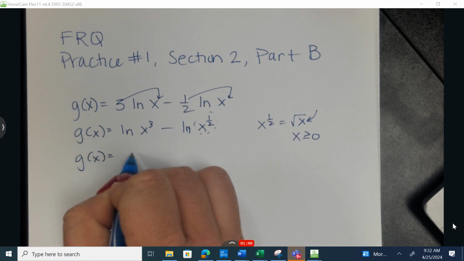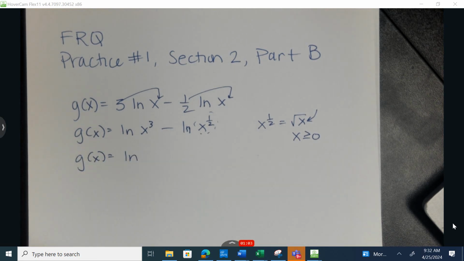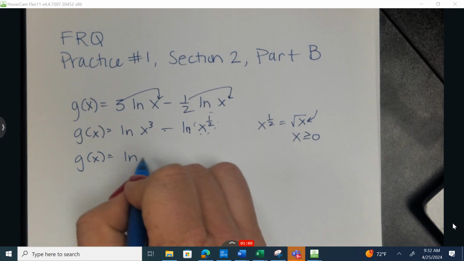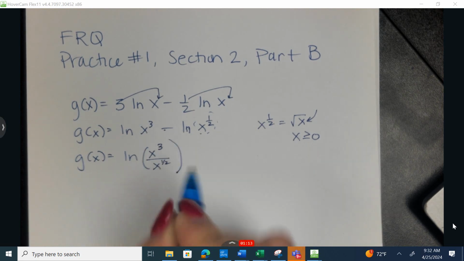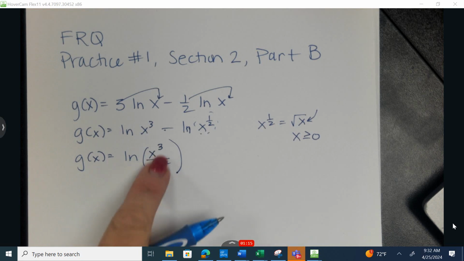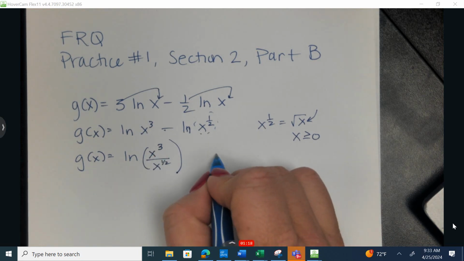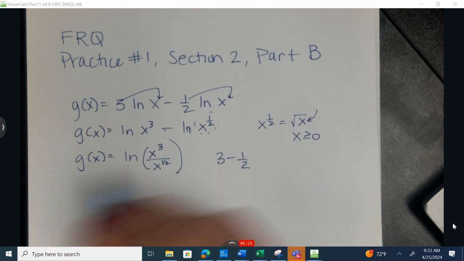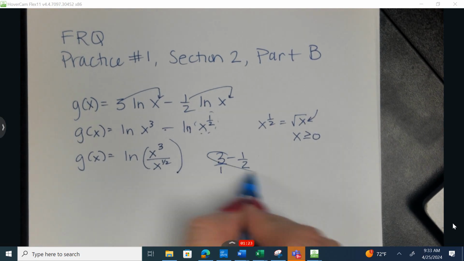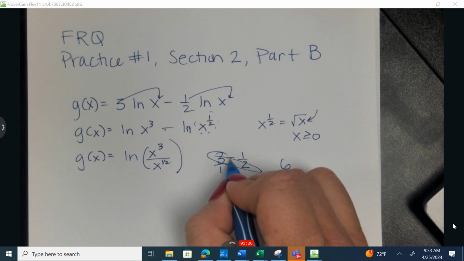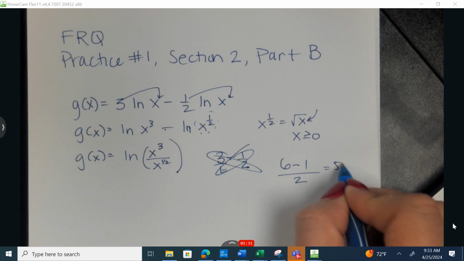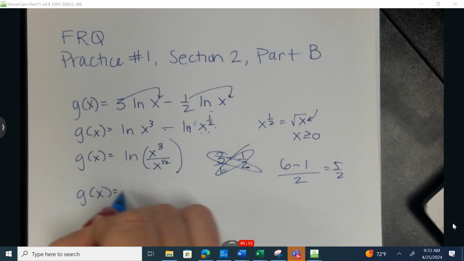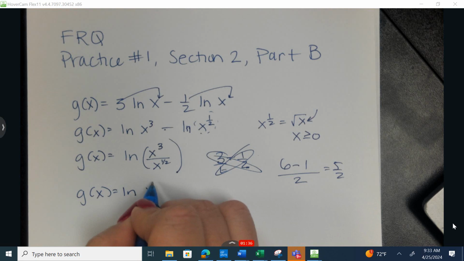Next, I'm going to take this and condense this into one ln function. As we condense it, we're going to take subtraction and change it into division: x cubed over x to the 1/2. When you have the same base and you're dividing, you can combine the exponents by subtracting the top minus the bottom. I'm going to use the McFarlane or the butterfly method. 3 times 2 is 6. Subtract 1 times 1 is 1. All divided by 1 times 2, which is 2. 5 halves. So g of x equals the ln of x to the 5 halves.